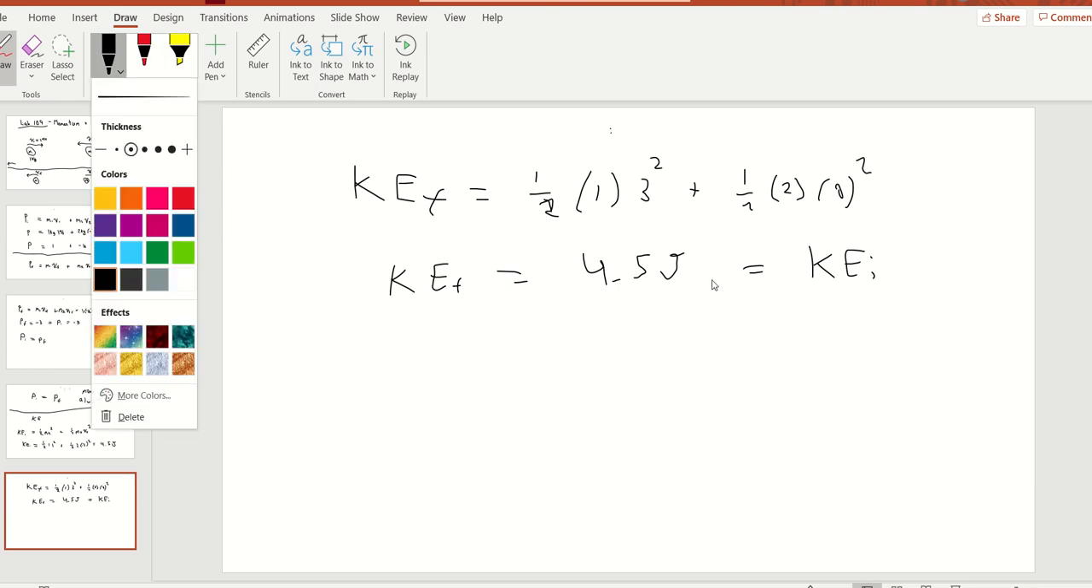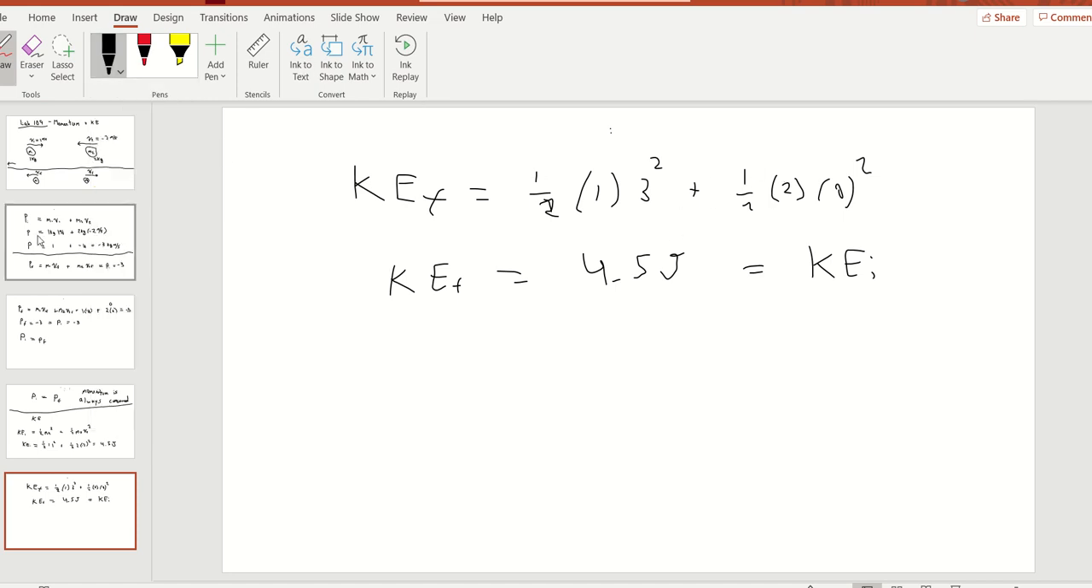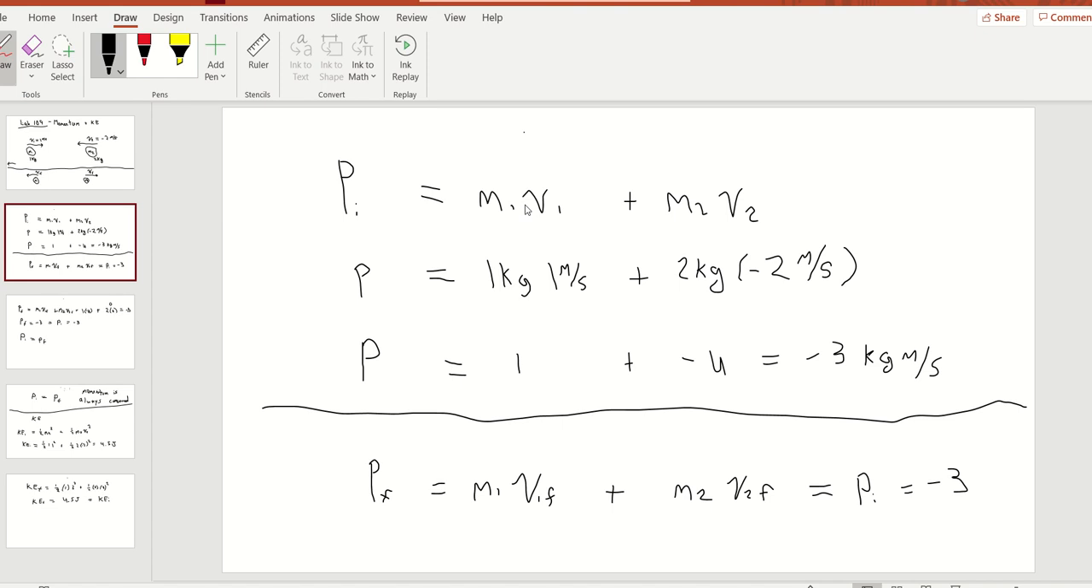Remember, kinetic energy is 1/2 the mass times the speed squared for all, and you add it for both objects. And then the momentum is just m1 v1 plus m2 v2. But that's the initial momentum, and then after they collide, the velocities change, and the momentum is going to be m1 v1 final plus m2 v2 final. But this should actually be equal to the initial momentum. So this number equals this number, even though the velocities change.